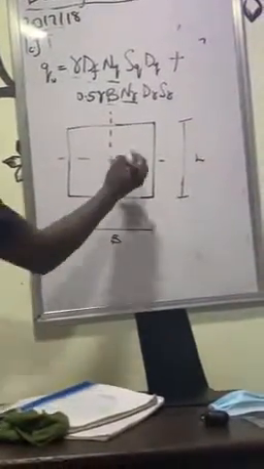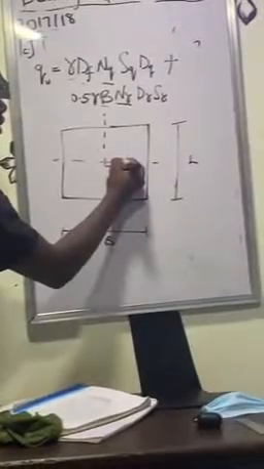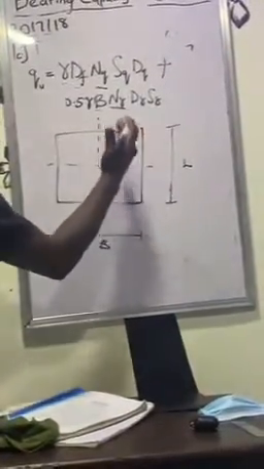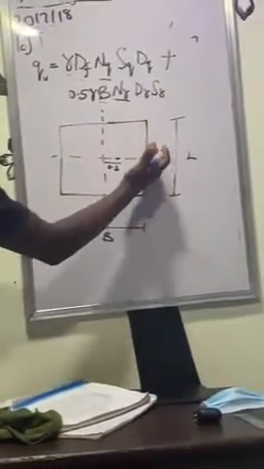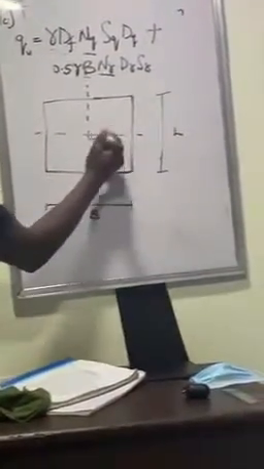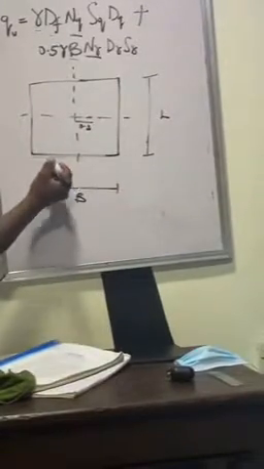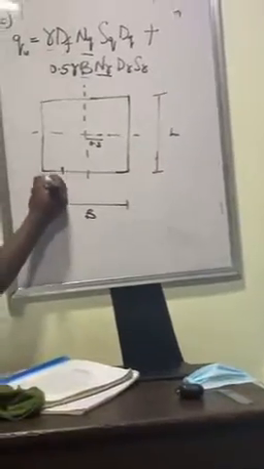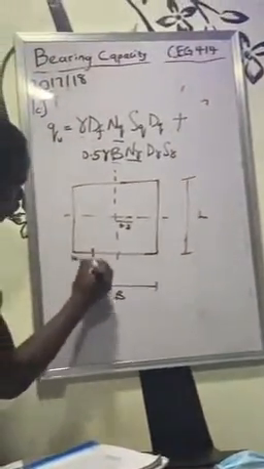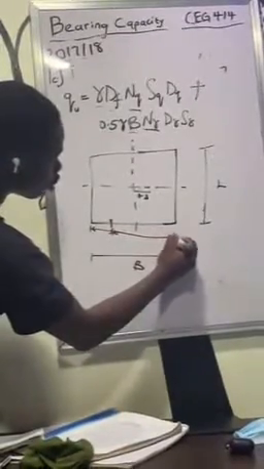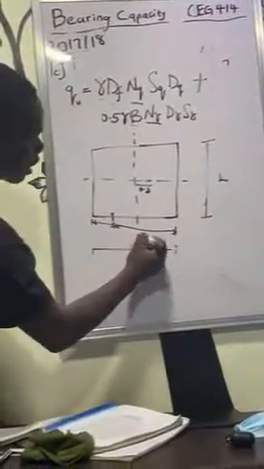Now, due to the fact that my load is on this side, this part of my foundation will feel more of the load, more effect, more pressure, because it is not in the center. So meaning I'll be having basically some inactiveness on this side, and more of this side will feel pressure. Do you get? And this place is my B prime.